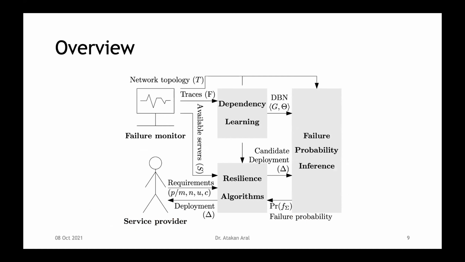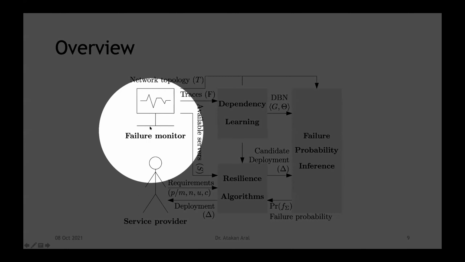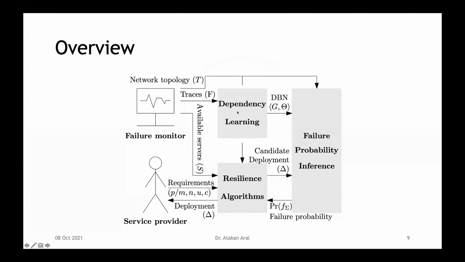So this is a very high level overview of the methodologies I will introduce today. It starts with a failure monitor, let's say in an edge computing node, or if you have a central controller in cloud, it could also be there, which logs the failures. And these failure traces are then sent to our module called dependency learning. This one is the one that I will talk about most today, the data-driven part where we extract failure dependencies from data. This is the offline part.